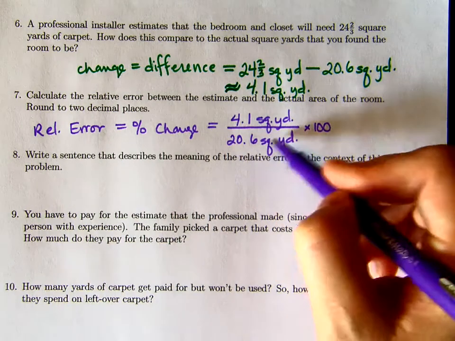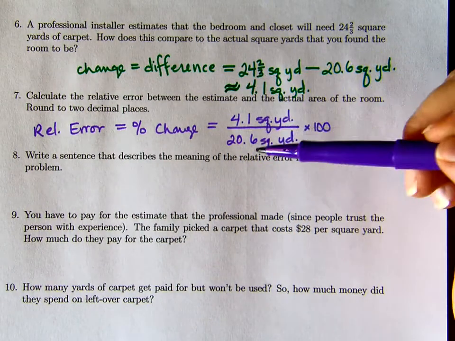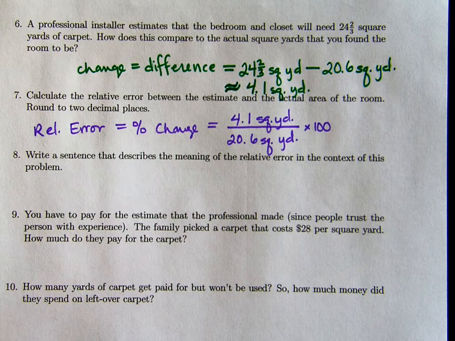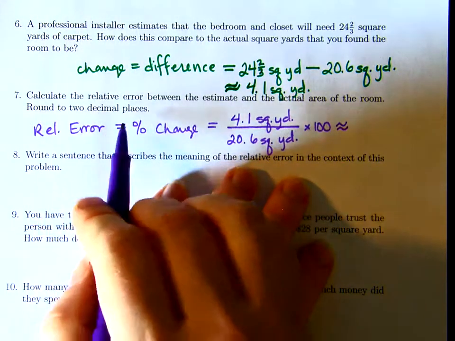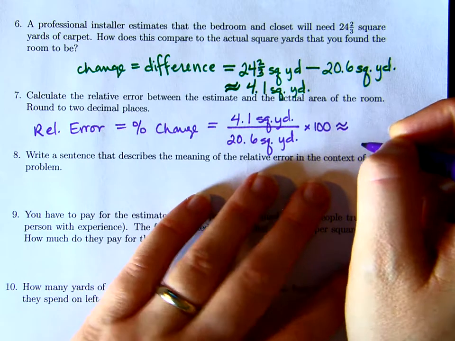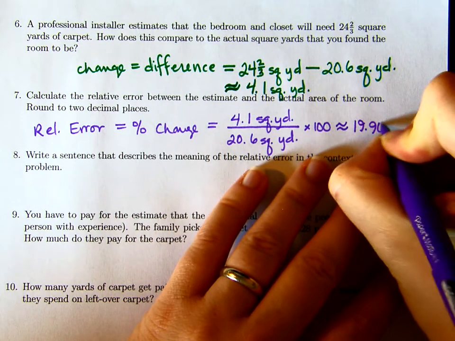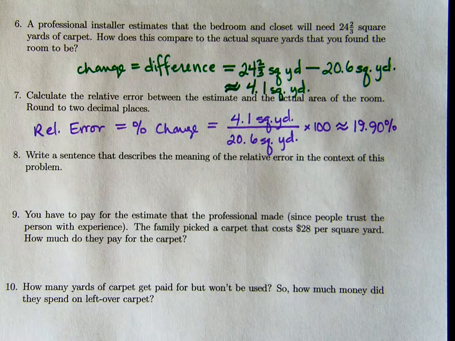So relative to our computation. So this is actually saying the installer relative to how we computed it. And then scale up to be a percentage. This is approximately, says round to 2 decimal places, 19.90%. Okay, an overestimate by about 20%.